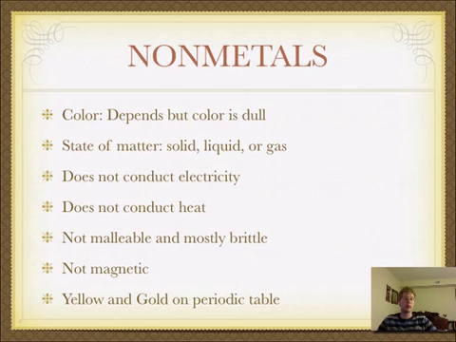There are two forms of carbon that you might be familiar with. Graphite, which is a brittle nonmetal that you find in pencils. And then there's diamonds, which is also made from carbon, which is a very hard material. Nonmetals are non-magnetic, and they are colored yellow and gold on the periodic table.